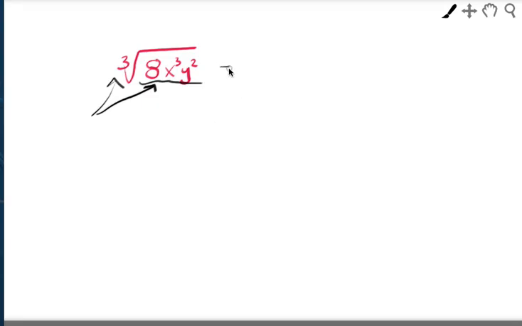Now I'm hoping that you're familiar enough with powers of 2 to realize that I can rewrite 8 as 2 cubed. And the x already comes packaged as a perfect cube, which is nice. The y, however, is only to the second power, and there's nothing really we can do or want to do to upgrade it to a third power. We simply copy it as it is.